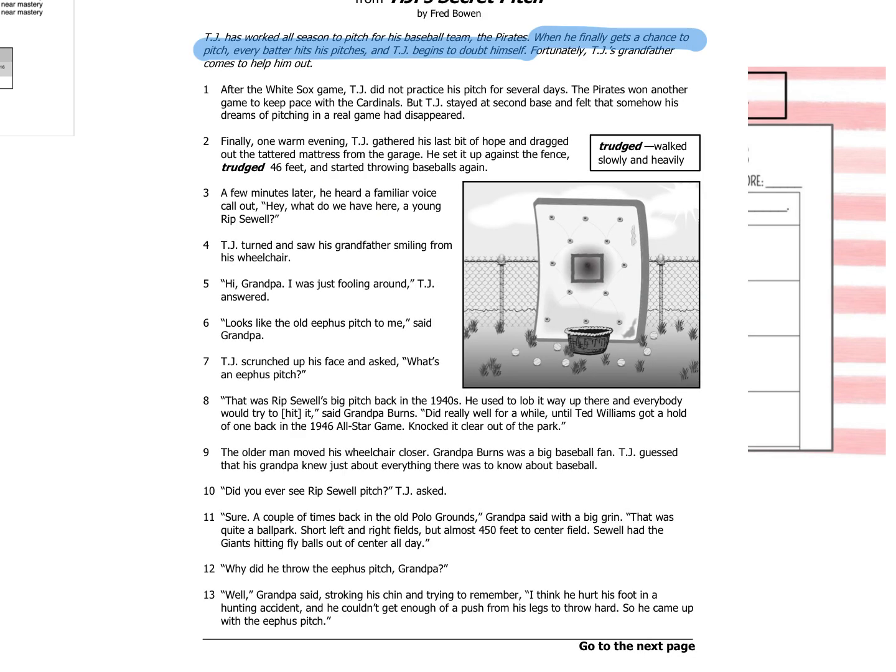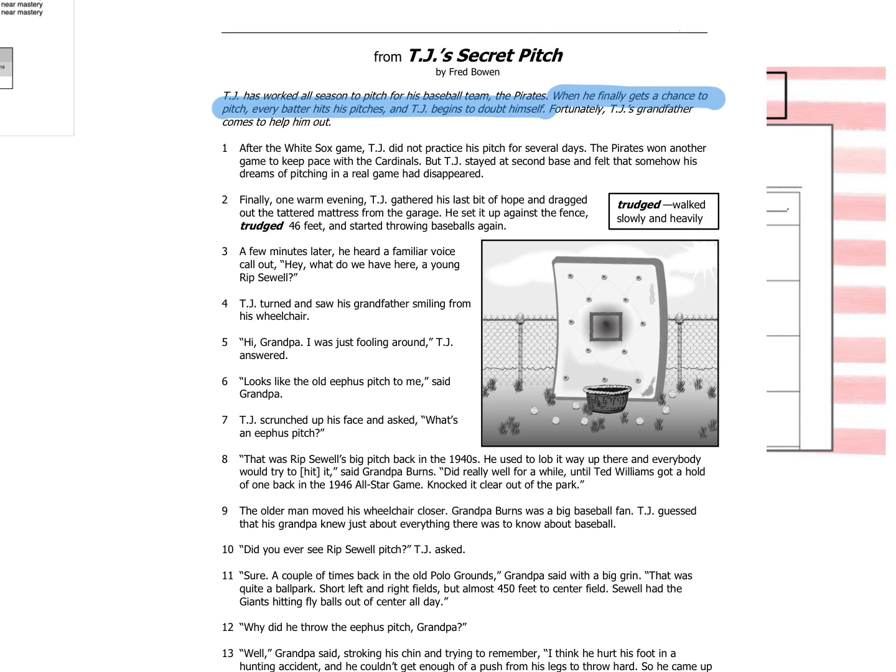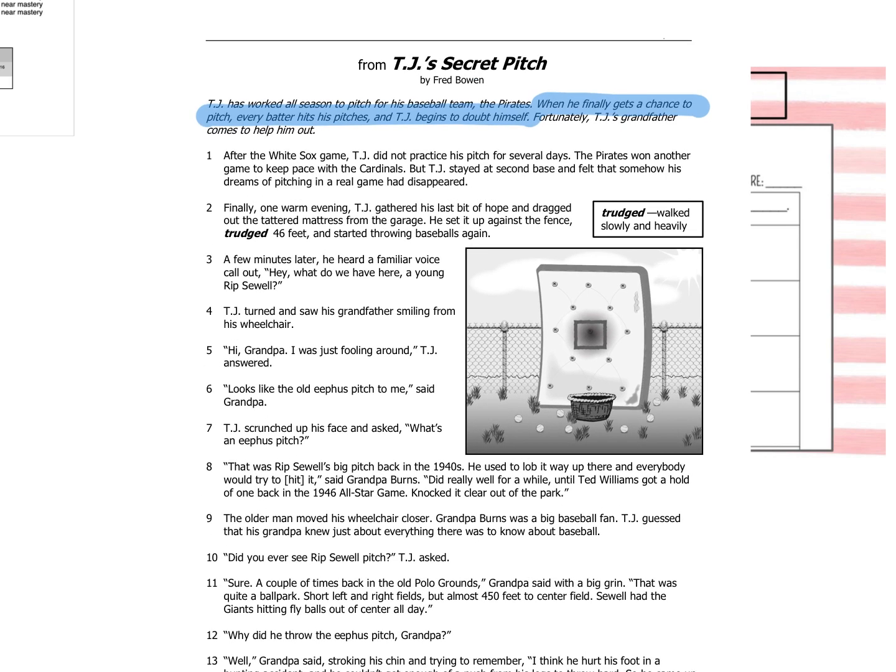Now as I go back to the text, I'm noticing at the very beginning, it says, and I've highlighted it in blue so that you can see where I am, when he finally gets a chance to pitch, every batter hits his pitches and TJ begins to doubt himself. Whoa! Now I'm also seeing here, it says in paragraph 1, after the White Sox game, TJ did not practice his pitch for several days. The Pirates won another game to keep pace with the Cardinals, but TJ stayed at second base and felt that somehow his dreams of pitching in a real game had disappeared. Whoa, I think this is more evidence to prove he's doubting himself.